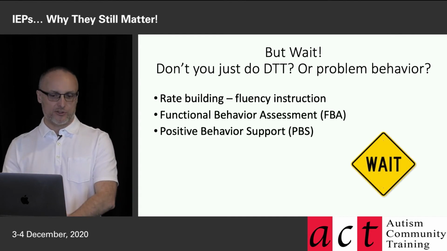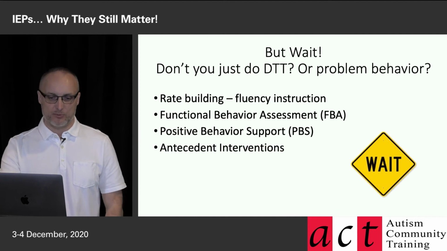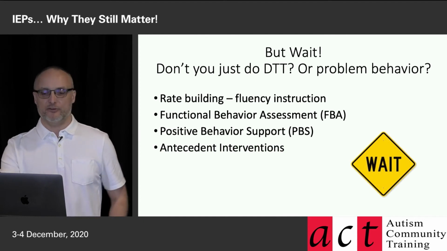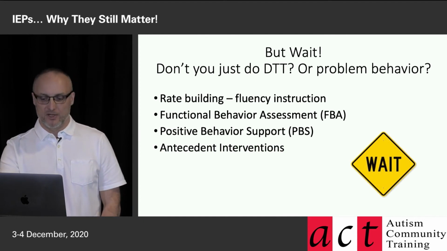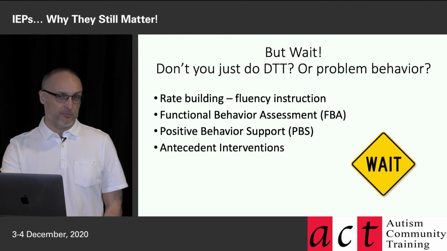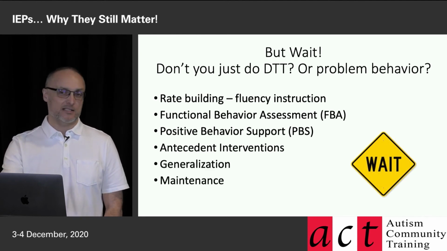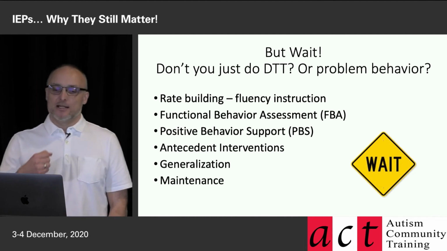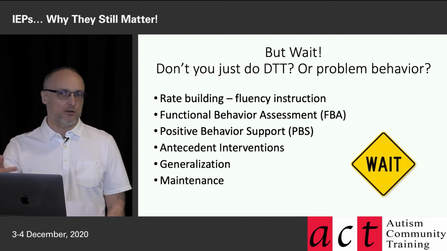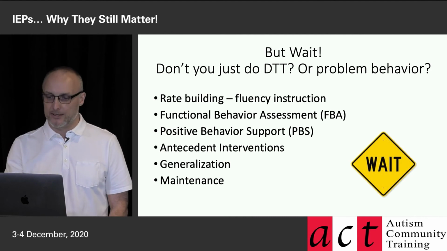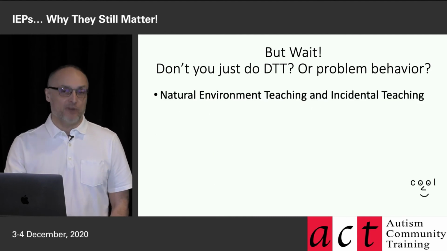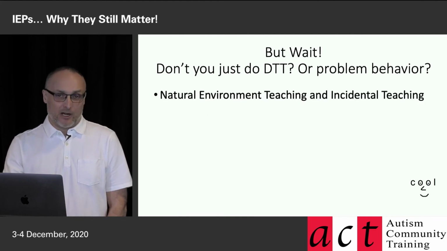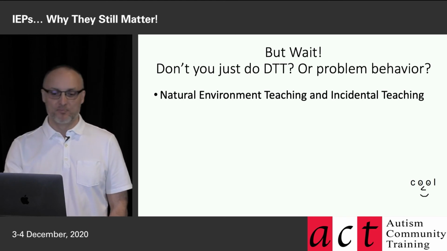There's the problem behavior. Certainly we do functional behavior assessment and positive behavior support and other types of behavioral interventions to address challenging or problem behavior. Antecedent interventions are to prevent problems in the first place. And as I've mentioned a few times, generalization and maintenance, because the only lesson worth teaching is a lesson that lasts into the future and generalizes to other settings and can be applied. We also do natural environment teaching, so teaching in any environment, the classroom, the hallway, the community center, at home.